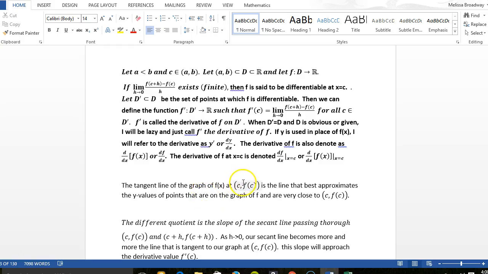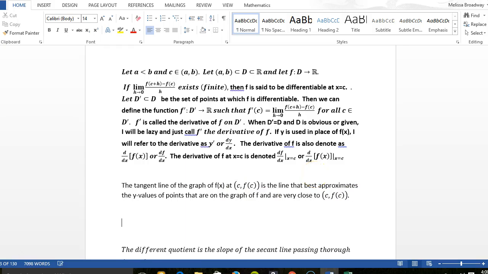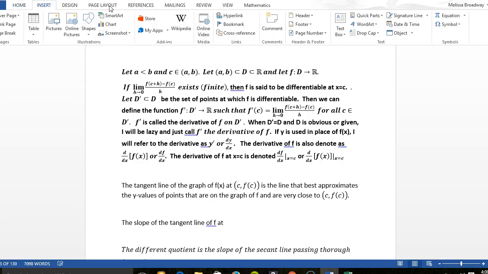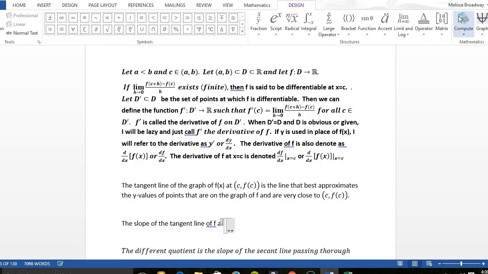So the tangent line of the graph of f of x at c, f of c is the line that best approximates the y values of points that are on the graph and are very close to c, f of c. So that's the definition of the tangent line. And the slope of the tangent line, guess what? It's going to be the derivative. The slope of the tangent line of f at c, f of c is the derivative. That's the visual definition of the derivative.